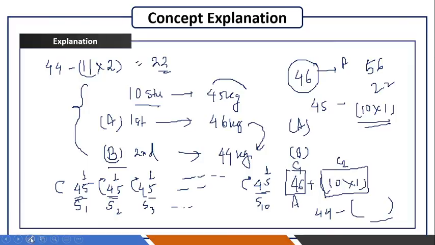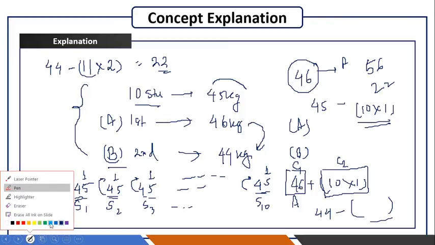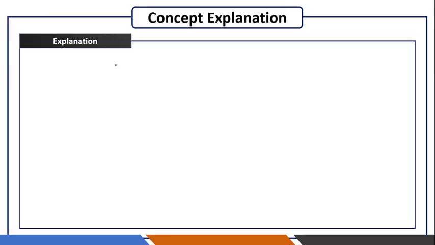Moving on to the next concept of mixture and alligation. So what happens in the case of mixture is that in the case of mixture we have the Madhur, do you want to repeat it? Okay, so you want to repeat it.